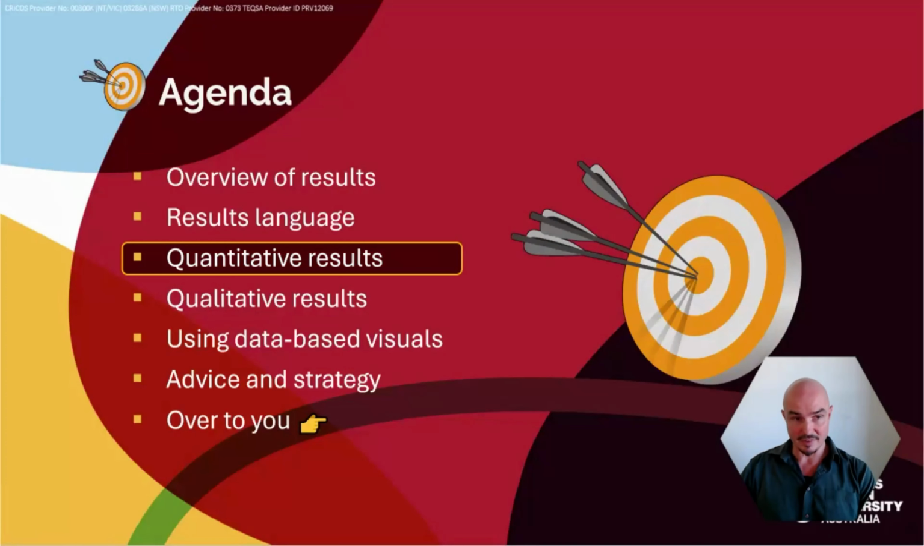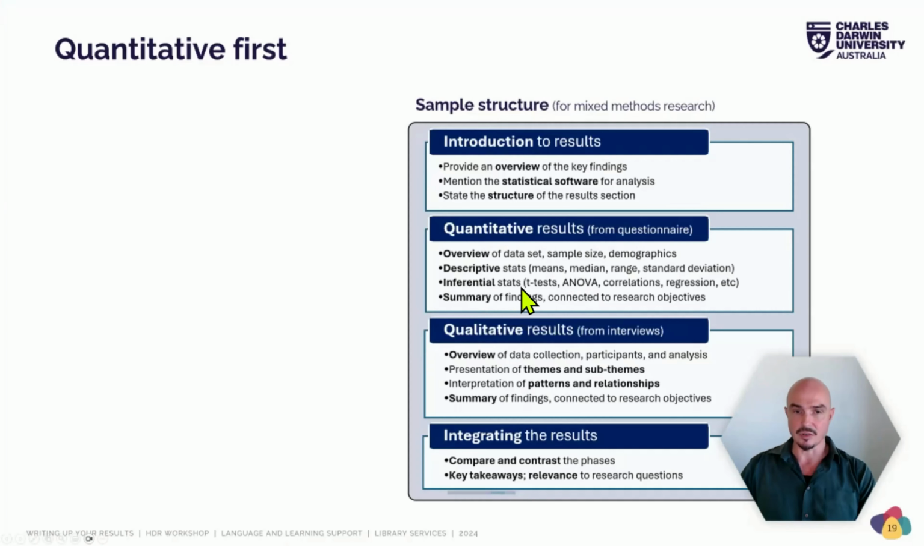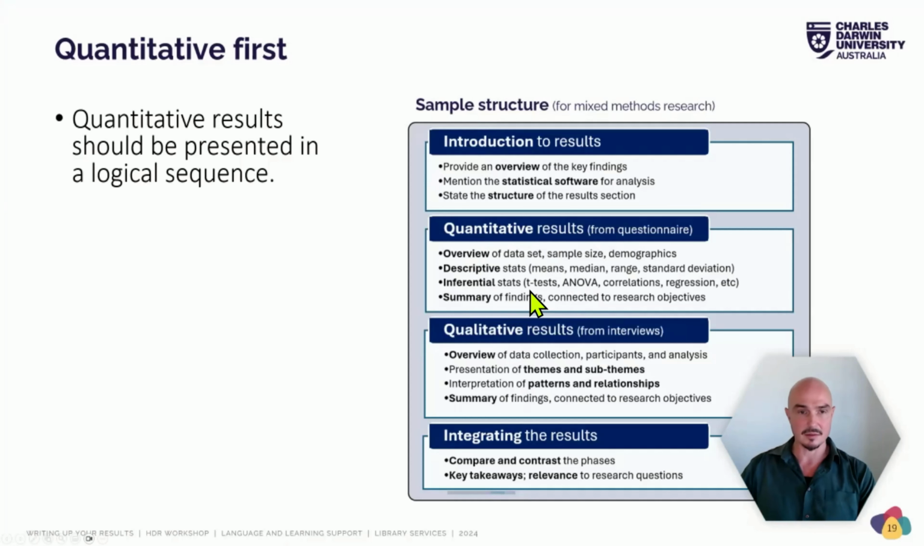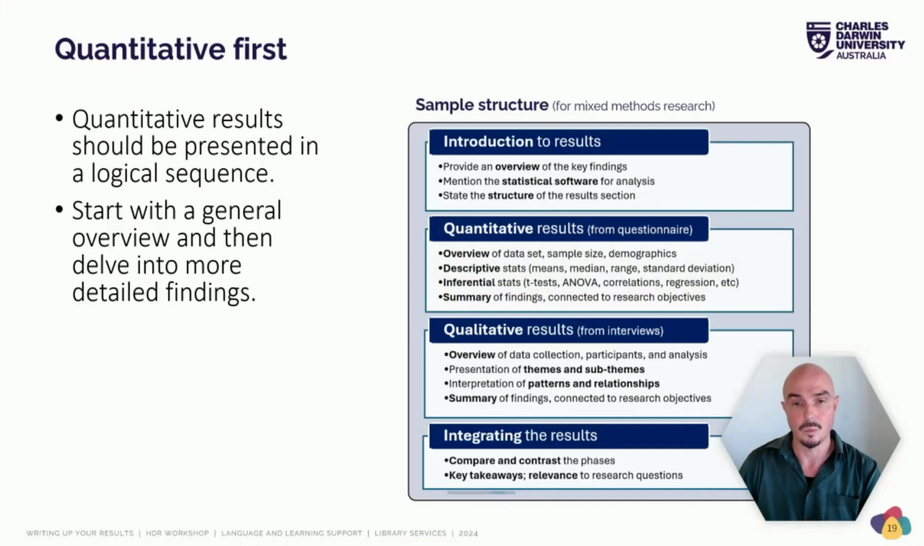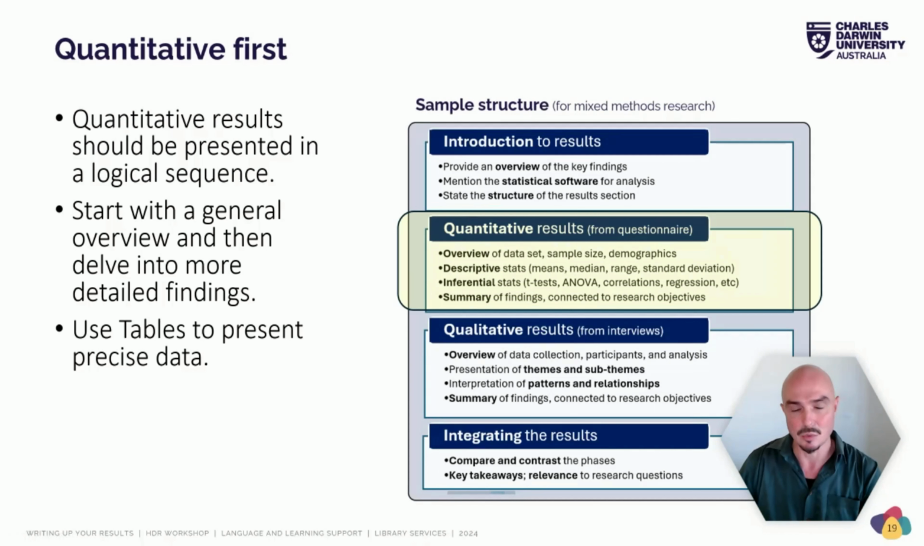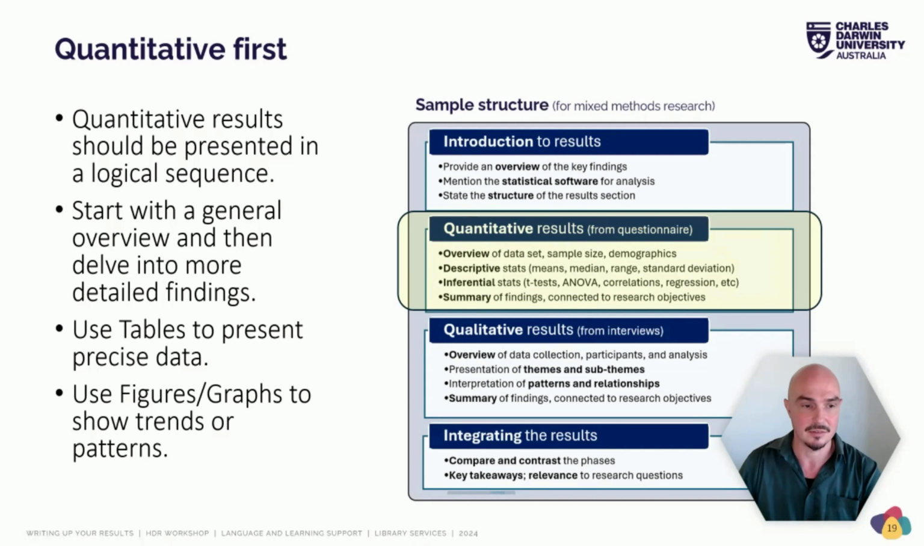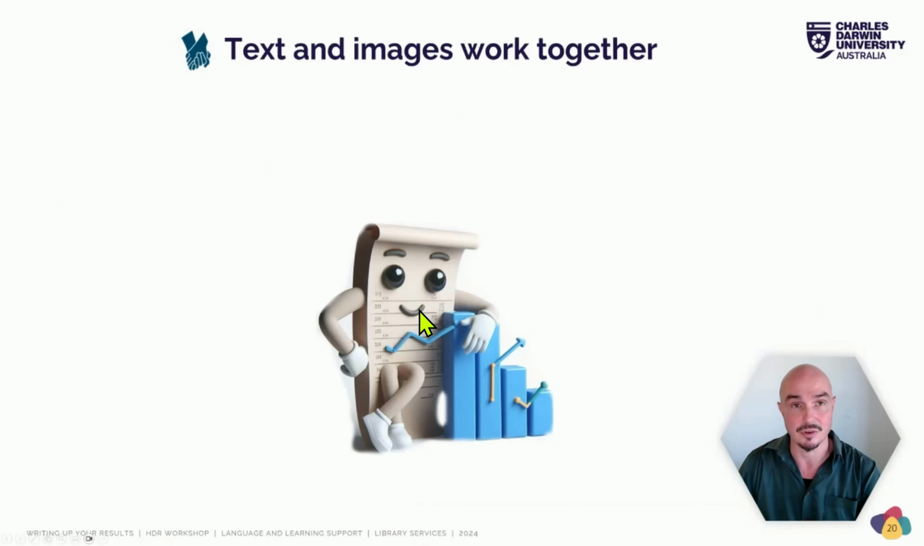When we report quantitative results, like I said, we usually do those before we do our qualitative results if we're doing mixed methods. And there's a sequence for that. You start with an overview, cover the descriptive, easy stats, and then move forward into the inferential stats and the summary of your findings. We also, when reporting quantitative results, tend to use a lot of tables and graphs and charts because they're better for showing patterns and trends.